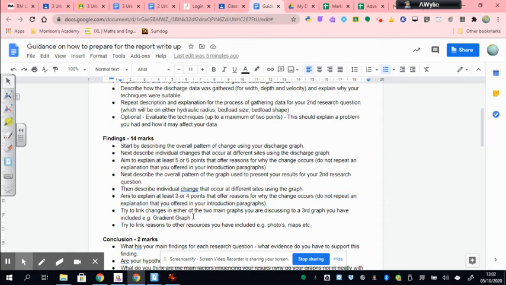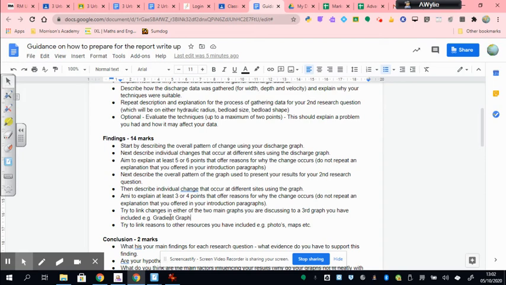Okay, finally, 2 key things. There's a nice way of picking up both processed information marks and analysis marks, which is where you refer to another graph you've got. So, for example, you might have the gradient graph, and you might have spotted that at a site you had a very steep gradient. So what you could say is the reason for my discharge increasing substantially at site 3 can be seen in my gradient graph.